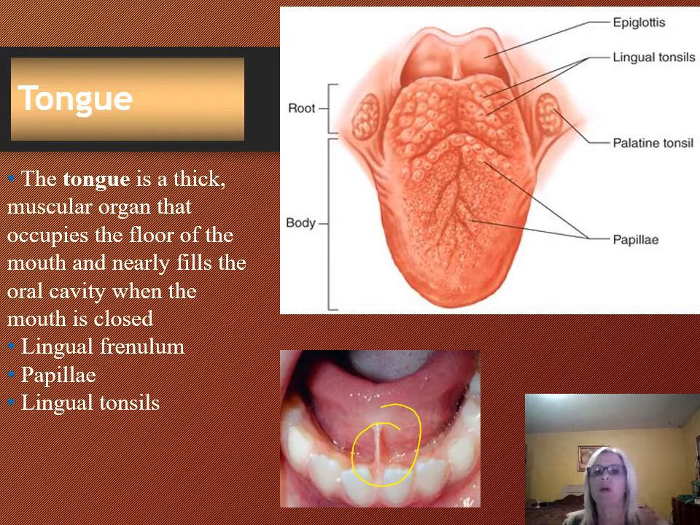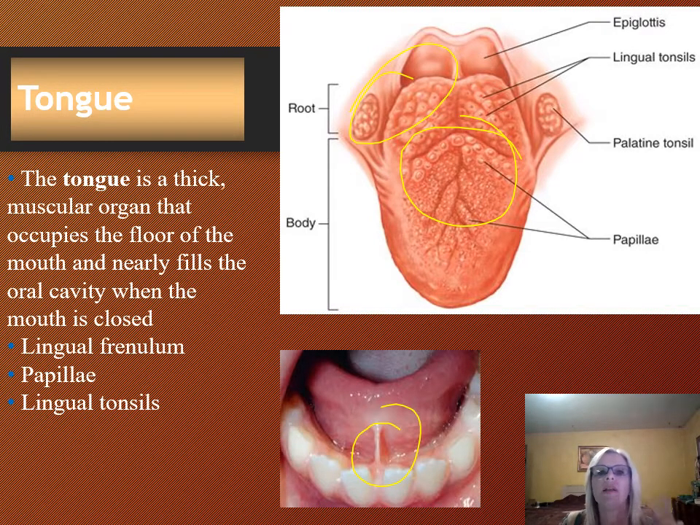And then we also have the papillae, which are the raised projections here on the tongue. Right, lingual papillae, and this is where the taste buds reside. And then you have the lingual tonsils. Now these aren't your tonsils that you get removed. These are the lingual tonsils.